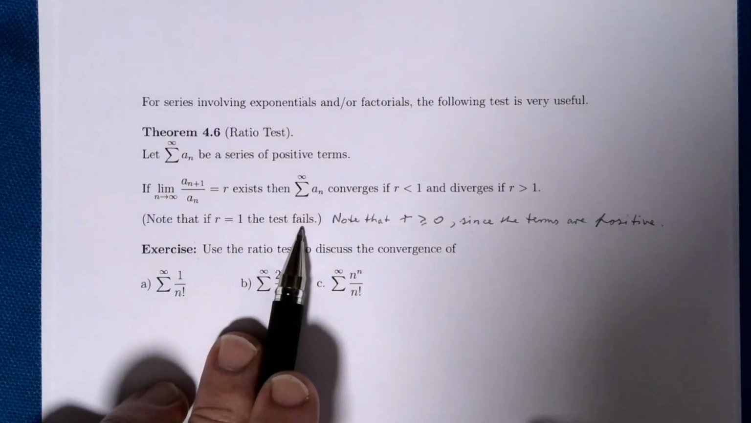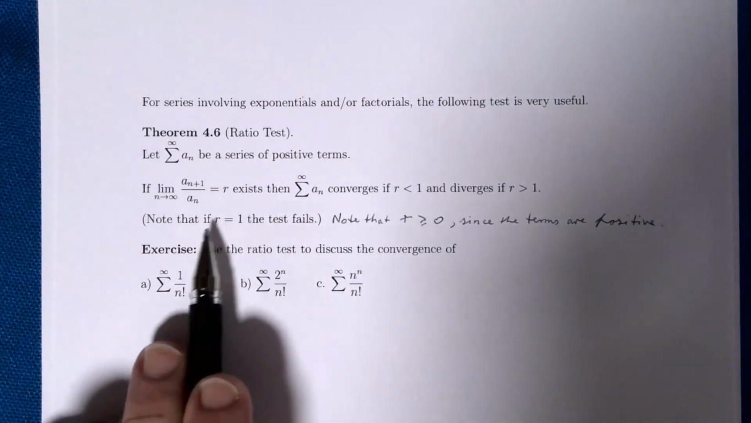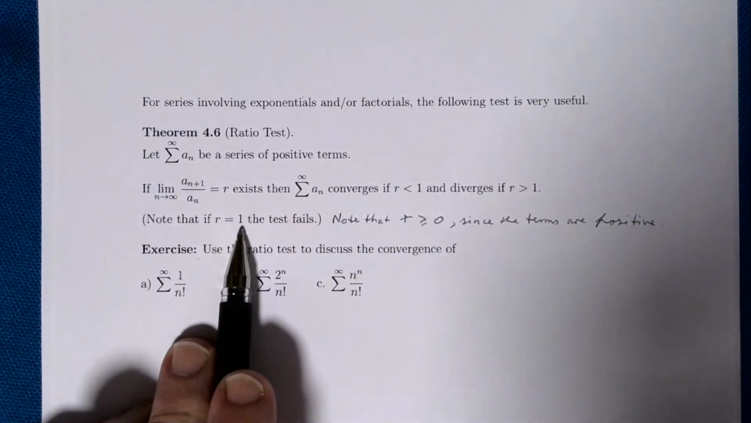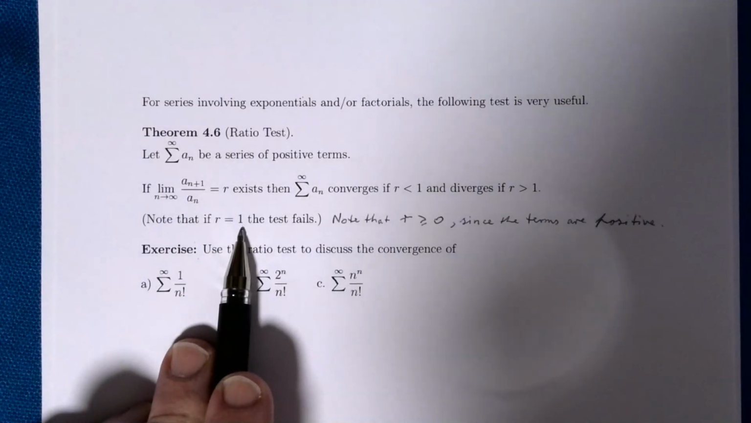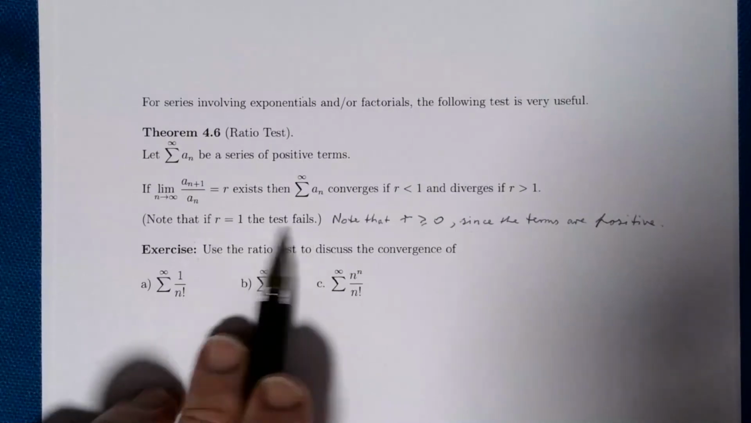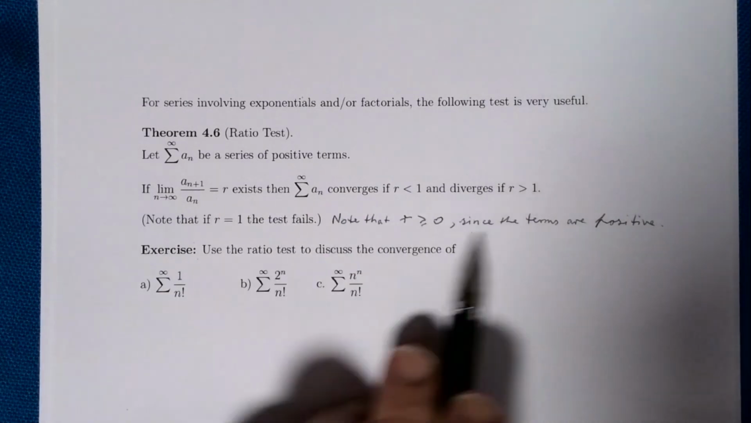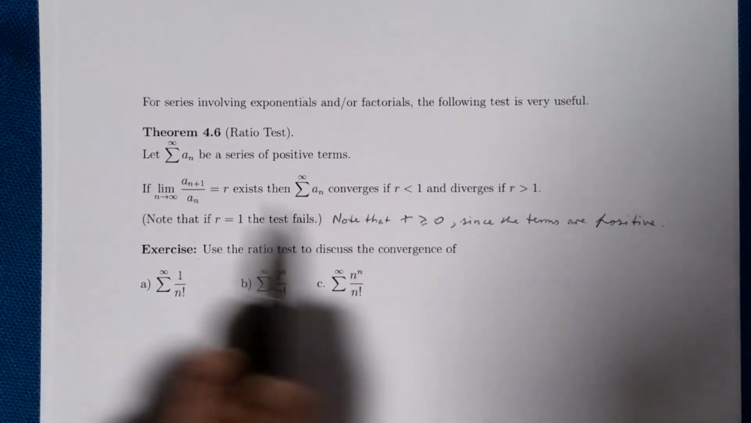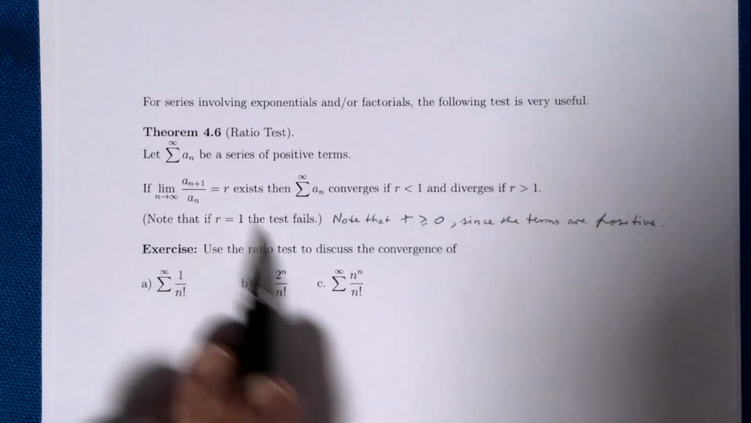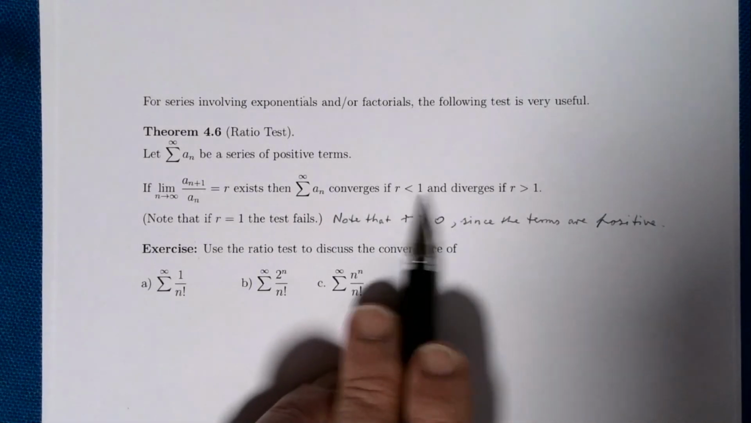It doesn't tell us anything. And there's a tutorial problem to show you 2 examples where r turns out to be 1. In one case, the series converges. In one case, the series diverges. So if r equals 1, the test fails. It doesn't tell us anything. Now just note here that r has to be bigger or equal to 0 because all the terms are positive. So when you work out this thing, whatever it is, it's got to be positive. So we only care then whether it's less than 1 or bigger than 1.